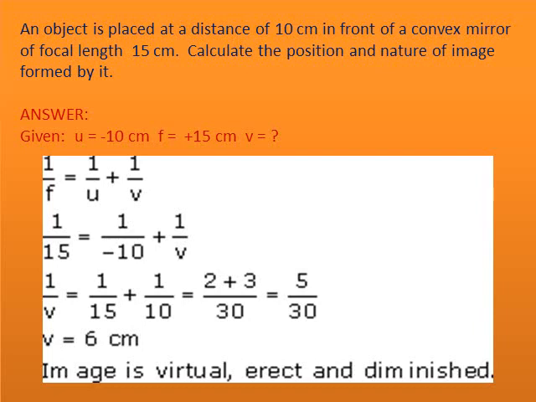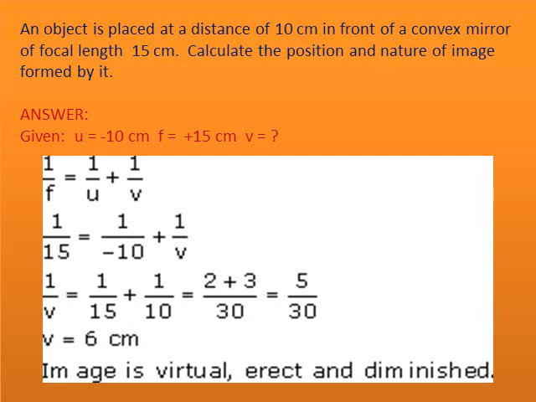So when any problem is given, you must analyze it and list out the information which is given in the problem. So what are the informations given in this problem? One is, an object is placed at a distance. That means it refers to object distance. So how much is the object distance? 10 cm. So what is the letter we use to represent object distance? U. Therefore, U is equal to 10 centimeter.